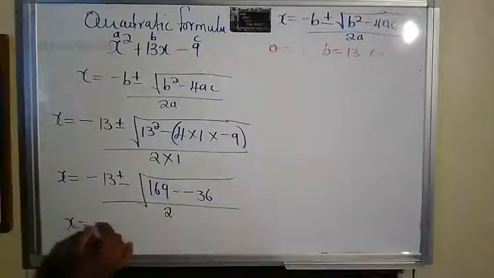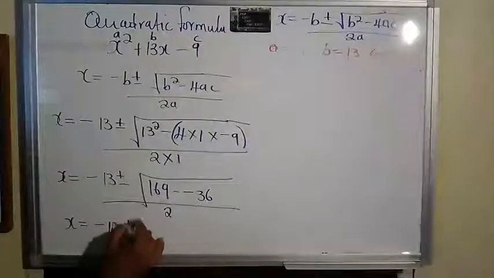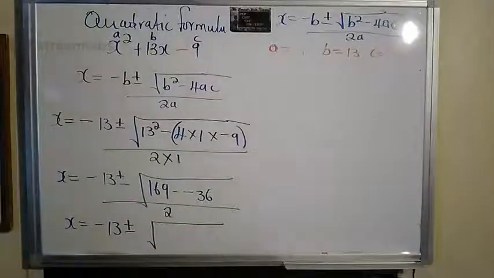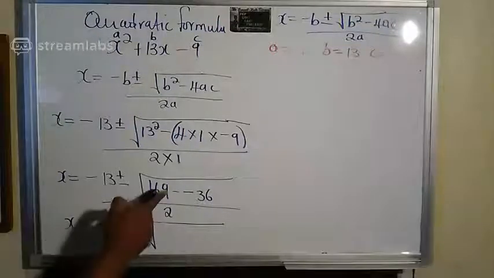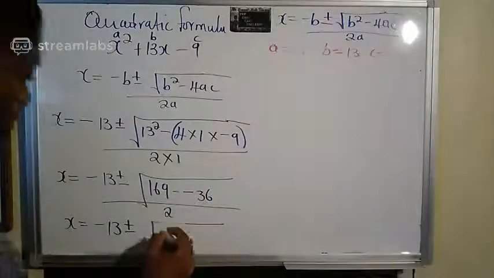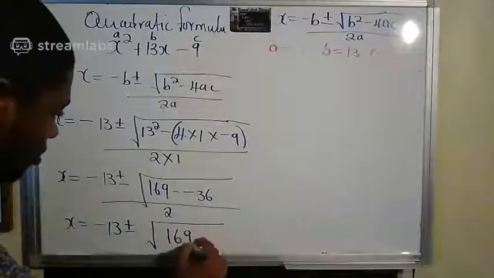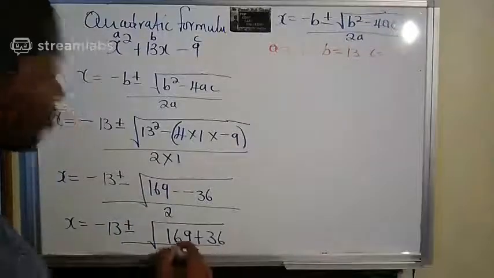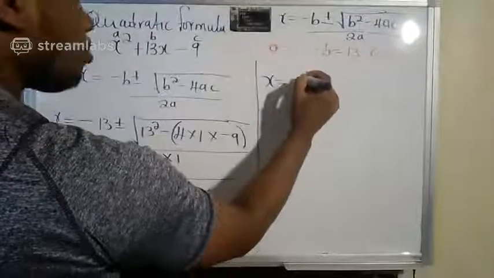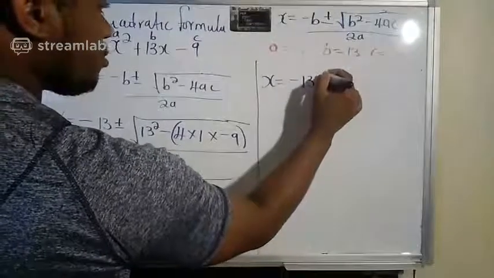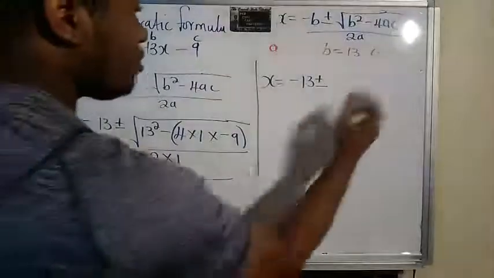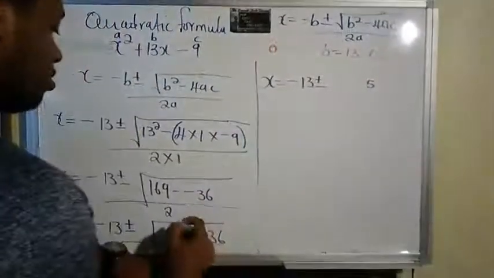So we can just work it out. x equals negative 13 plus or minus the square root of... If you have a calculator you can go a little bit faster. Alright, so 169 plus 36. Let me rewrite it. The two negatives will become positive, and we divide by 2. So 9 and 6 are 15, so 5, carry the 1, that's 205.